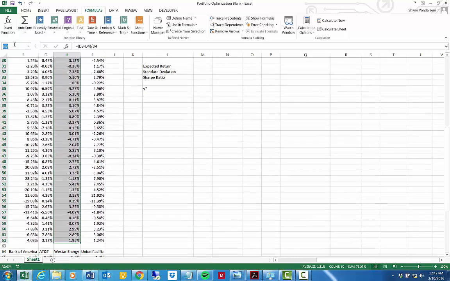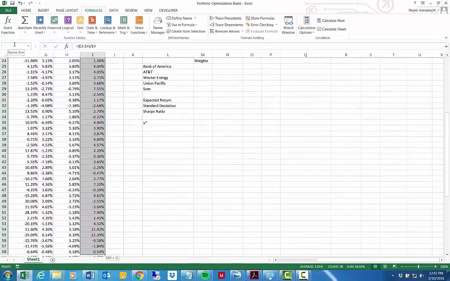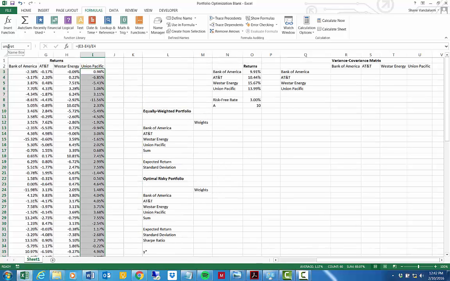And I'll put in Westar return, RET. Then finally, I'm going to highlight Union Pacific. Their ticker symbol is UNP. So I'm going to put in here UNP RET. That makes life a lot easier.